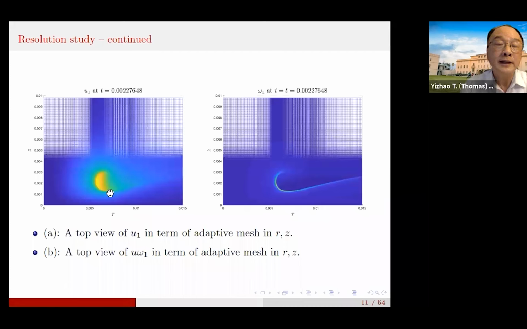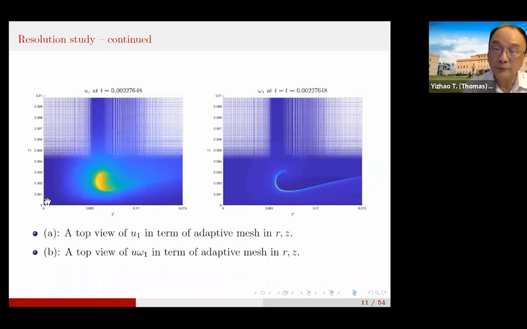So this is the top view of the U1 and the omega-1 variable. You can see that the omega-1, the vorticity, develops almost like a one-dimensional delta function structure, right? As a curve. This is the adaptive mesh. You can see the densest mesh centered around this most singular region. This is the U1, right? It's a traveling wave solution, where the maximum of U1 is traveling towards the origin.